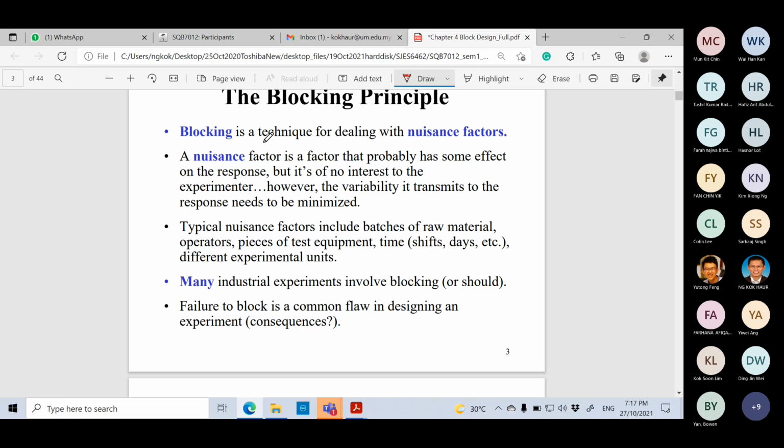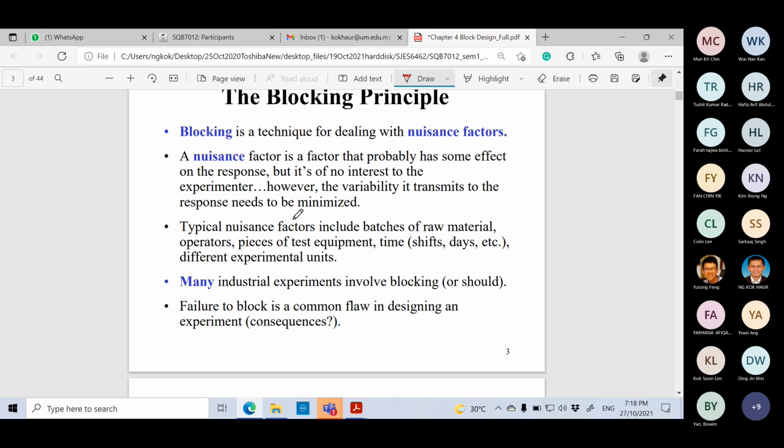So blocking is a technique for dealing with nuisance factors. A nuisance factor is a factor that probably has some effect on the response, but it is not of interest to the experimenter. So it's not our target. However, the variability it transmits to the response needs to be minimized. In fact, there is an error there. You totally cannot say you remove it; you can only minimize it. Your nuisance factor is not the factor you are interested in.